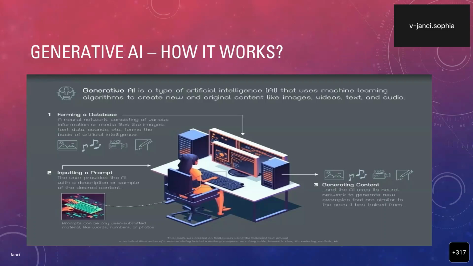But the second key part of generative AI is prompt engineering. Mahendra will cover a little bit more on that in subsequent slides. But prompting is nothing but you allow the users to look for certain information, or to provide a description or some sample images of what kind of desired content they are looking for. So that's the second part of the workflow.